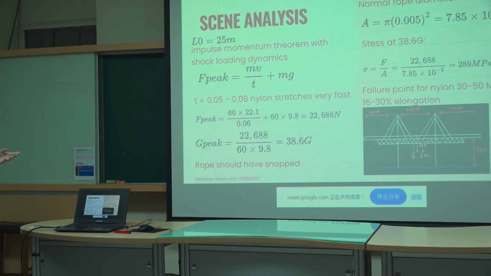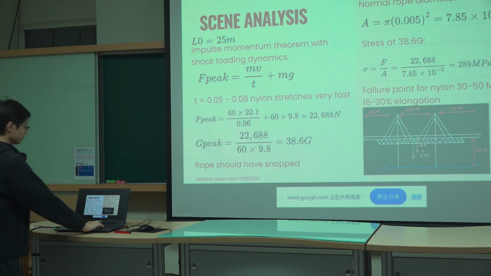A second point is that we can first see the estimated rope diameter for a nylon, which is about 7.5 times 10 to the power of minus 5, and when we calculate the stress at this force, we get 289 million Pascal. According to data, the failure point for nylon is only about 30 to 50 million Pascal, with 16 to 30 percent elongation.